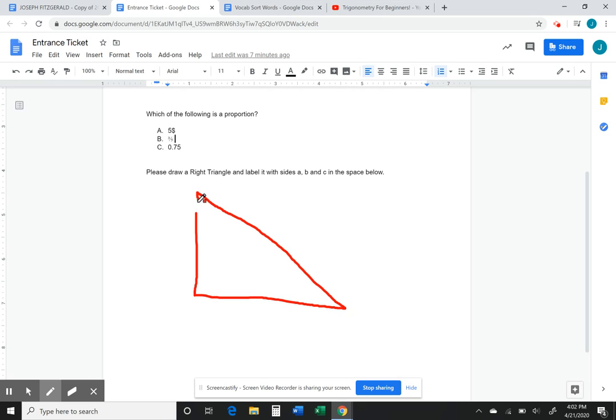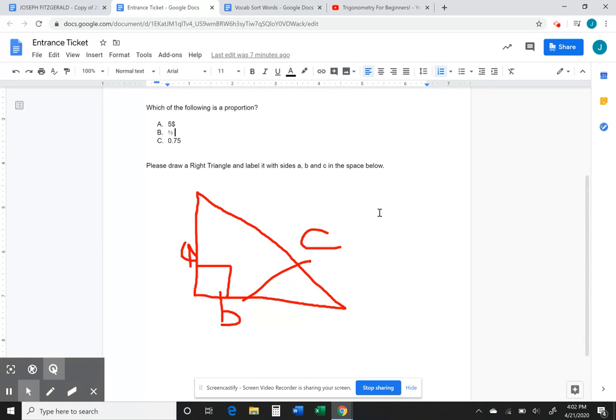And then I just wanted to have them draw a right triangle, which should look like this. And then they'd label the right angle, and they'd have sides A, B, and C. Just something like that, and then they'd turn that in to me. Let me go back to my pointer. All right, so that's the entrance ticket.